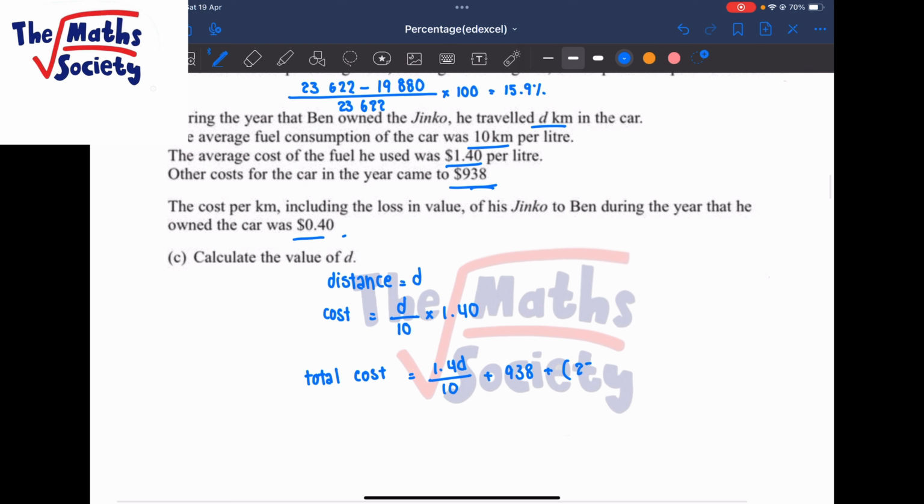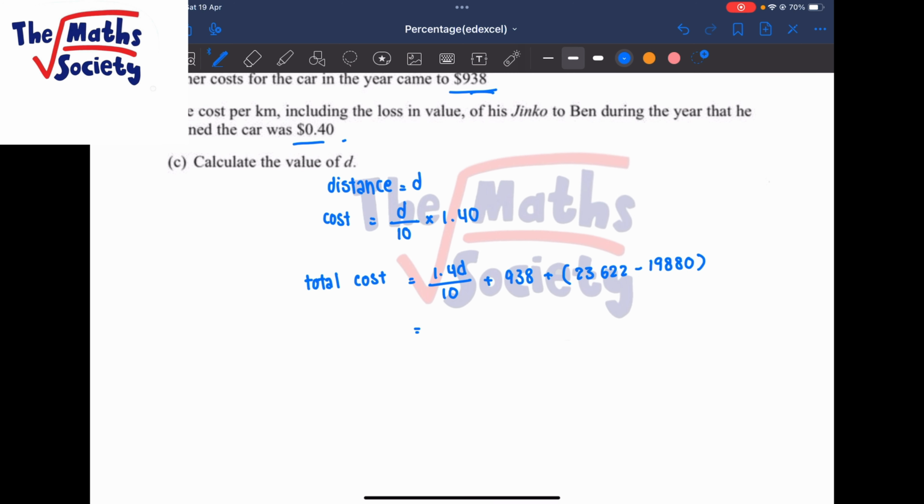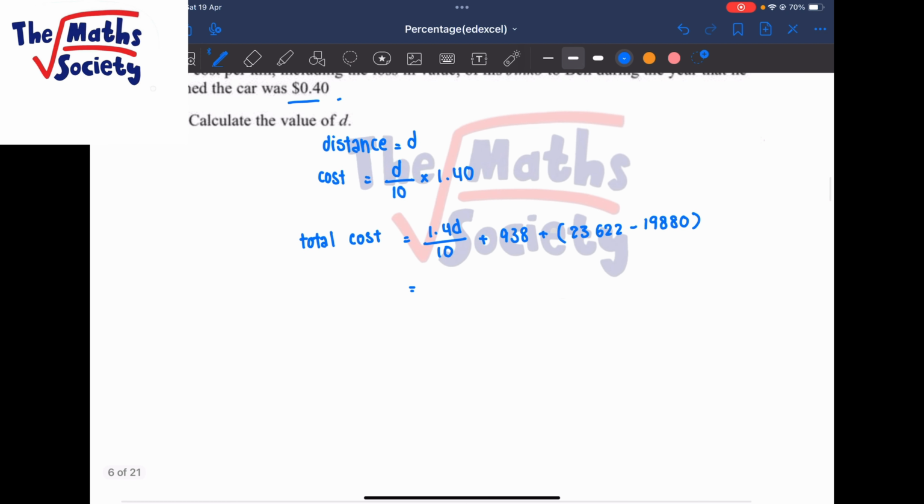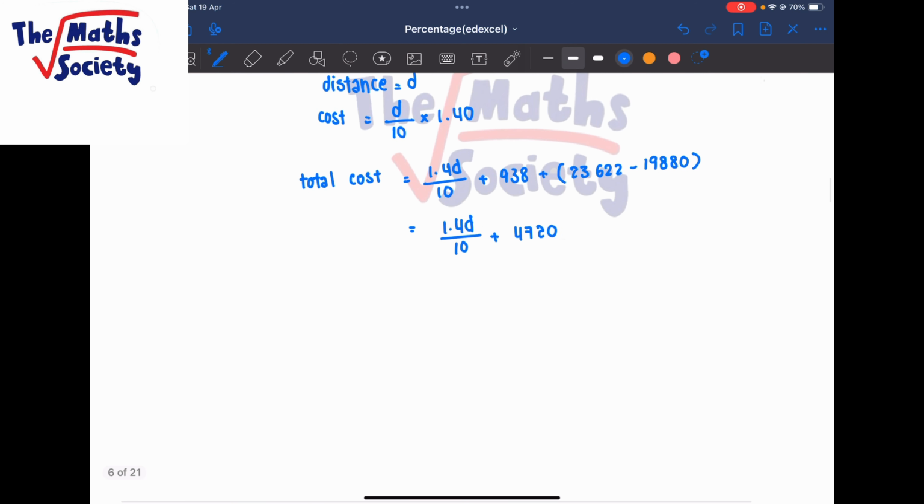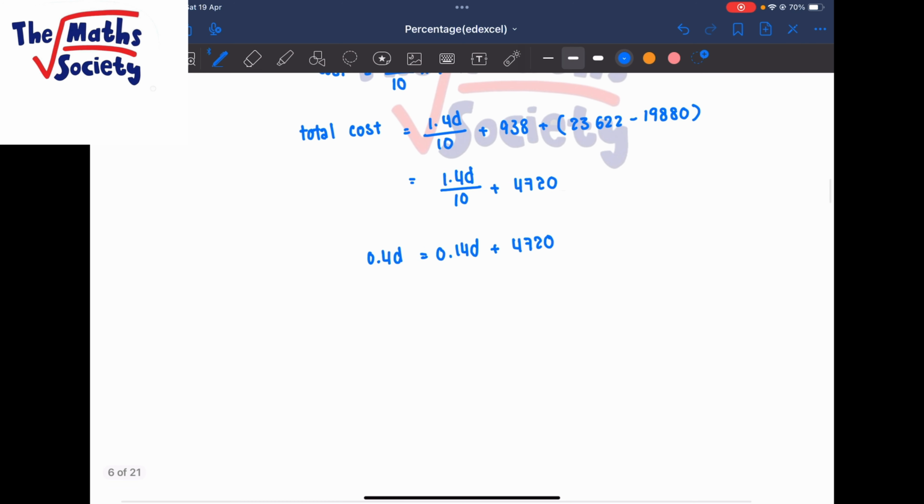So that would be 23,622 minus 19,880. So that you would get a loss of 1.4 D by 10 plus 4,720. And it says the cost was 0.4. So that would be 0.4 D equals to 0.14 D plus 4720. So then that would be 0.4 minus 0.14. It'll be 0.26 D.